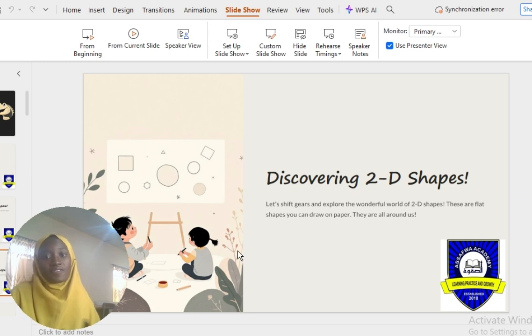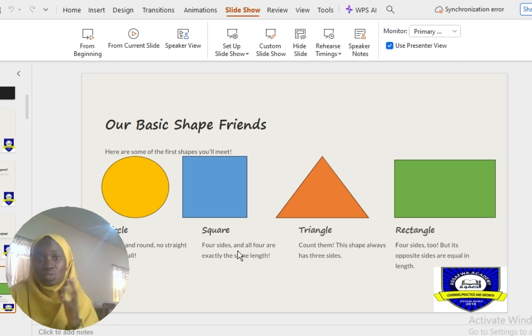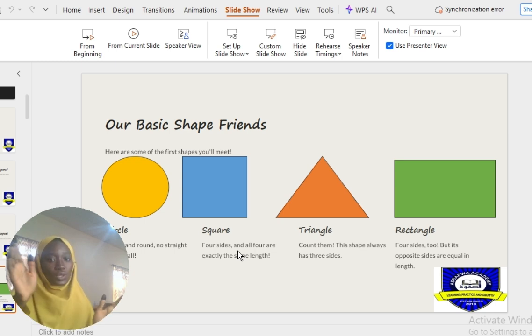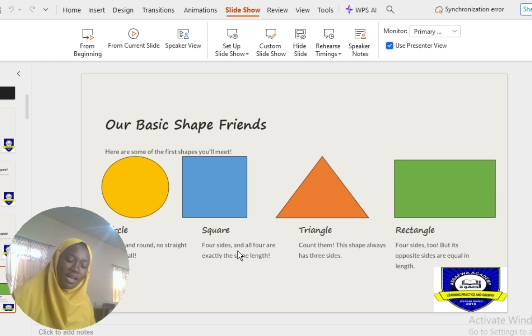Let's look at the 2D shapes. When you look around us, we have different 2D shapes. We have the circle, which is round with no straight lines on it, and there are no equal lines. The next one is the square, which has 4 equal sides and 4 angles which are exactly the same.